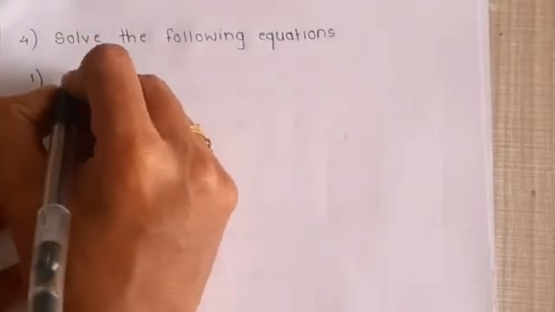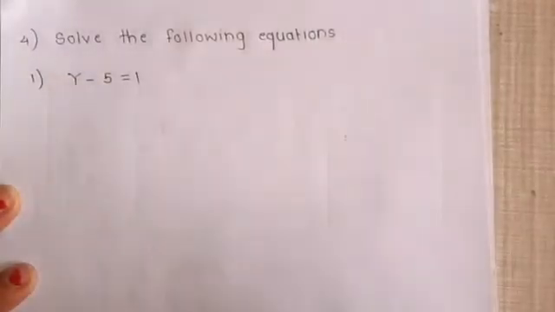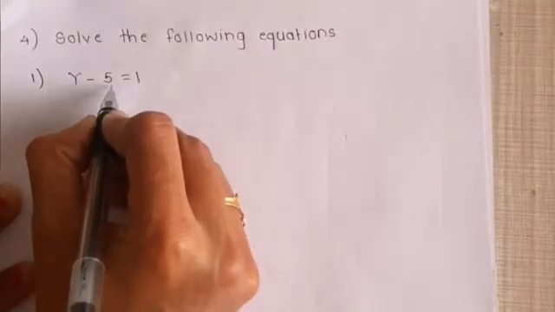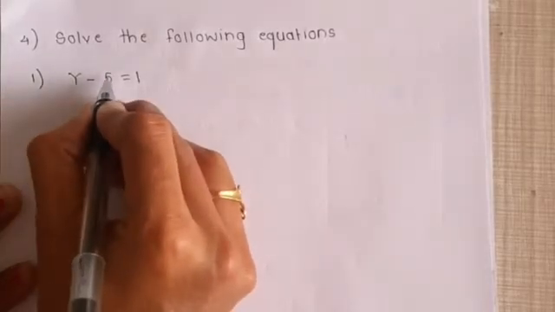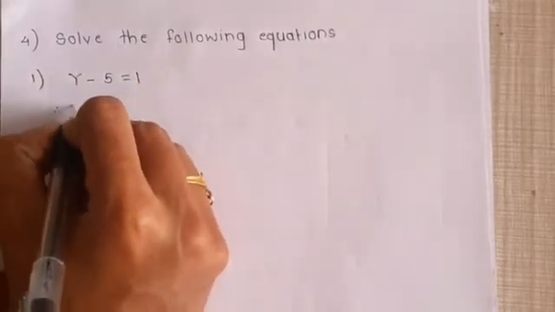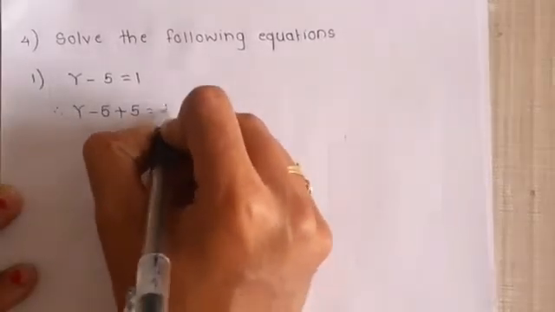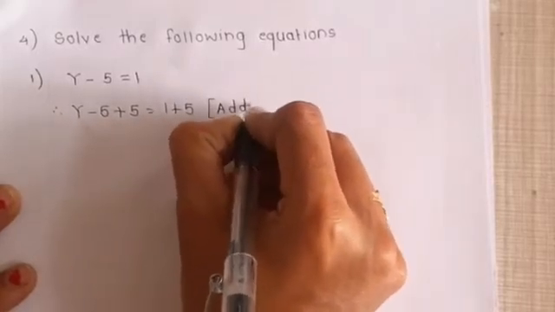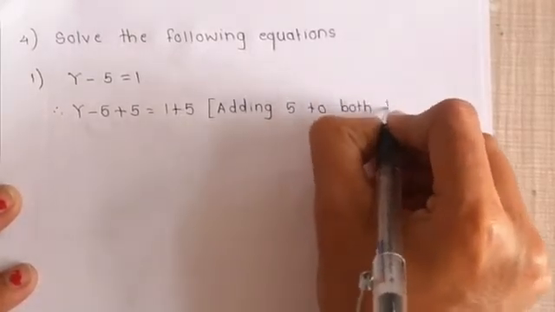First one, y minus 5 is equal to 1. This is our equation. We have to solve. Now here it is minus 5. So what we will do? We will add plus 5 to LHS as well as to RHS. Therefore y minus 5 plus 5 is equal to 1 plus 5. Adding 5 to both the sides.